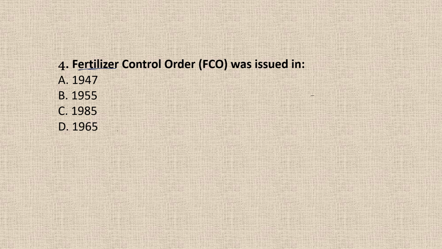Now question number 4 is, the fertilizer control order was issued in India. So it's asking in the context of India only. So the right option is option number C, that is 1985.